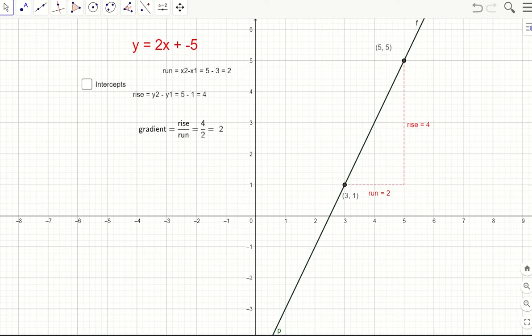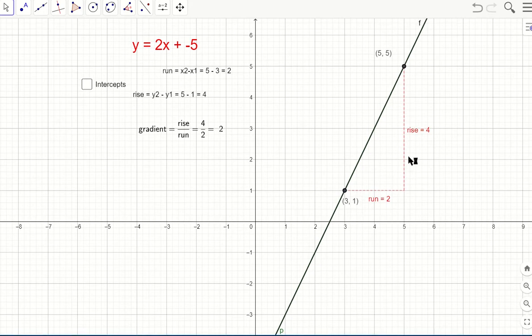So here we have 2 points. This one here has an x value of 3 and a y value of 1. And this point here has an x value of 5 and a y value of 5. So we can see that the rise is 4 between these 2 points, which is the same as saying 5 minus 1, and has a run of 2, which is also 5 minus 3. Now you can see that this line runs through x is 4 and y is 3.